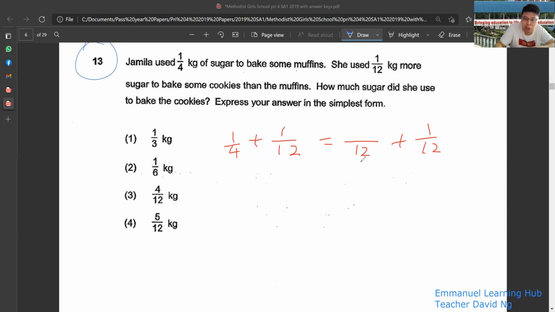So 1/4 you can change to how many over 12? 1/4 can change to what? 4.